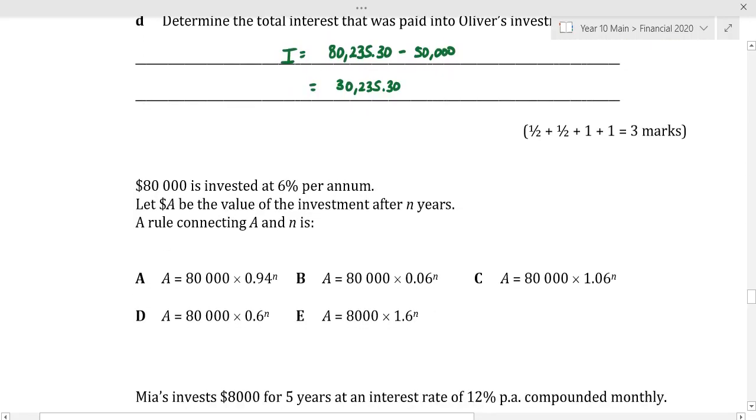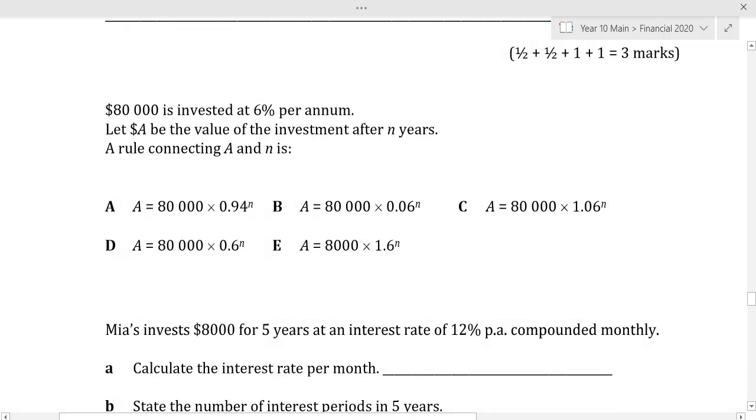All right, now let's do this one. This is a sort of typical exam style question. We want to work out which one of these rules applies for this. We've got $80,000, 6% interest per annum, and let's work out which one of these doesn't look right. First of all, this one says 8,000, so we can cross that out. Also notice that this would actually mean you're losing money because we've got a value less than 1. So that's not right, and that's not right, and actually that's not right.